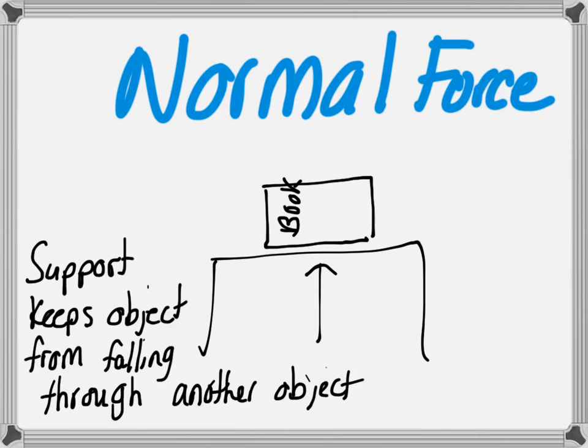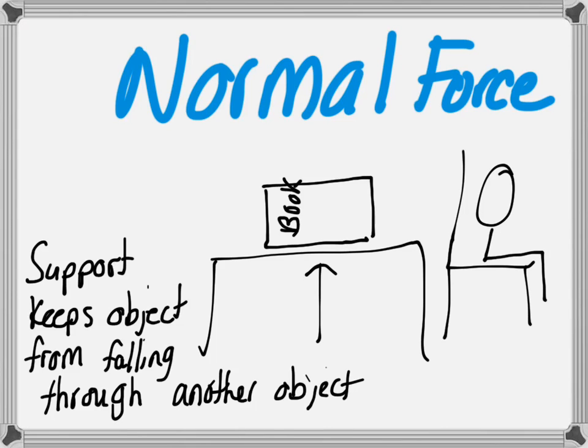As you see what I have written, it says it is a support that keeps an object from falling through another object. So you could be sitting in a chair. Oops, that's an ugly chair. So you could be sitting in a chair, and here you are, there's your legs, and your arms are folded, I guess. Anyhow, you're sitting in a chair, and what's keeping you from falling through? Normal force is pushing up against you. Gravity is pulling you down, but normal force is what keeps you from falling through the chair. Isn't that exciting? Okay, next.